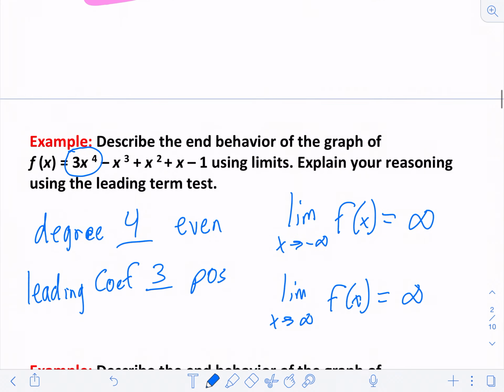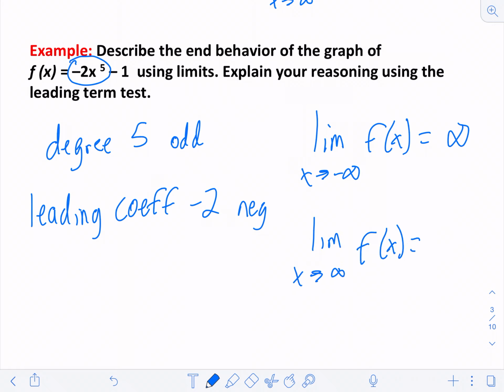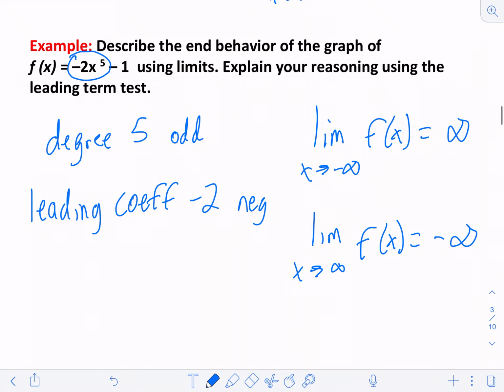So let's write that out. The limit as x approaches negative infinity of f of x, it's going to go up forever, so that's going to be infinity. But the limit as x approaches infinity is going to be downward, so we're going to say that's negative infinity. And those are my two limits of f of x as x approaches infinity and negative infinity.